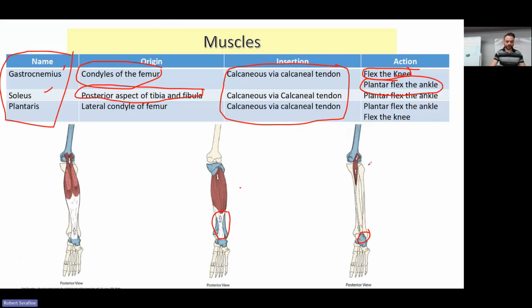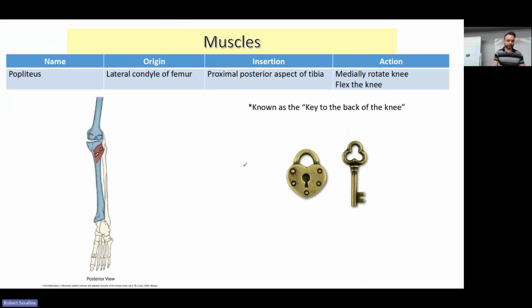Now, plantaris attaches past the knee, so it can affect the knee as well. In this case, performing flexion of the knee and plantar flexion of the ankle as well. So those are our calf muscles specifically, and we'll see this later in the lecture. These are on the posterior surface of the lower leg, which we call the sural region. I think there's an E in there. I have the spelling later on. So the back of the leg is called the sural region.